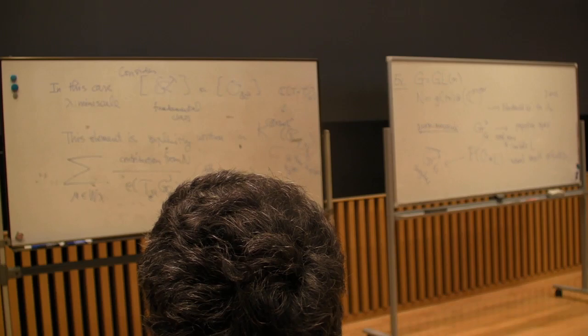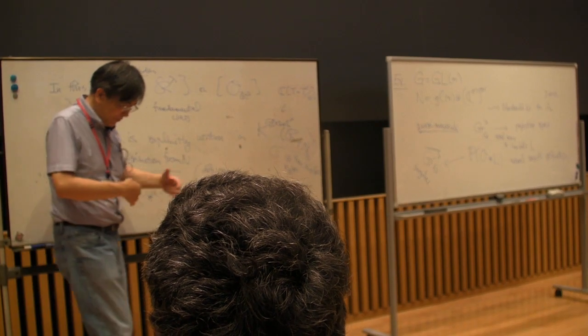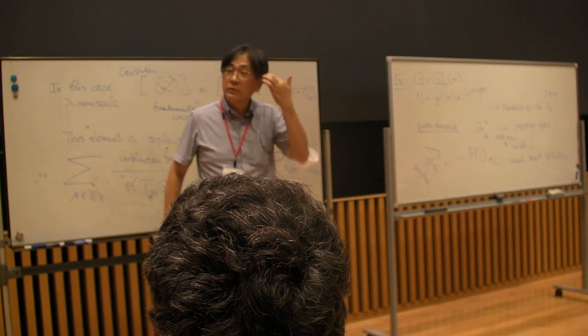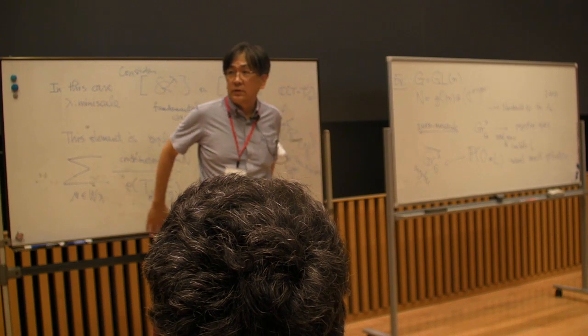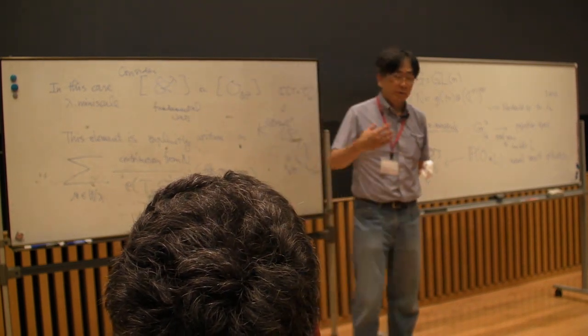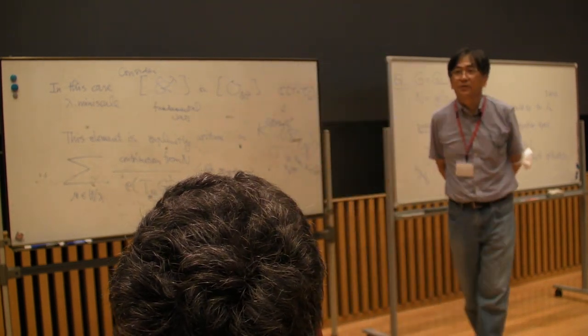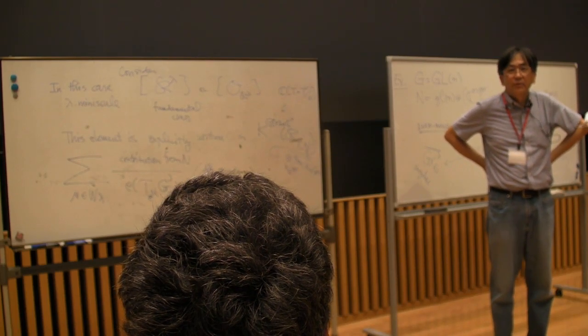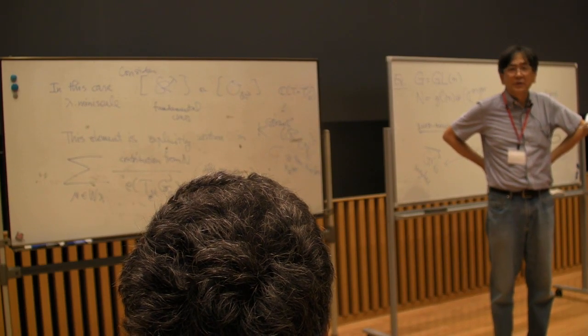But maybe I should mention that, of course, it is known that the MacDonald operators are commuting, but we don't know how to understand this in this language. We can write explicit operators, and of course we can calculate the commutator, but we don't have a good conceptual explanation of why.